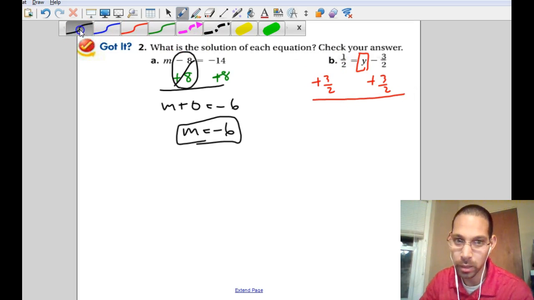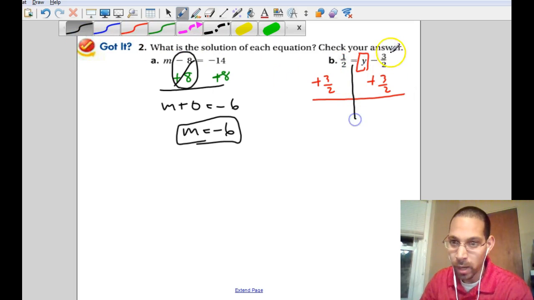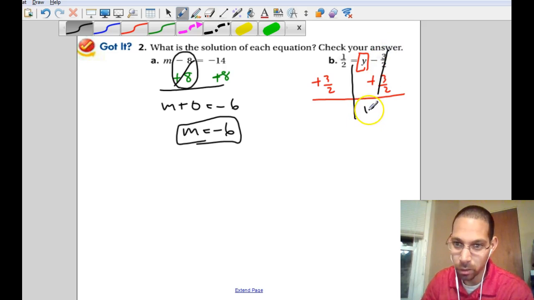Okay, so if we're looking at the right side here, a negative 3/2 and a positive 3/2, they're just going to zero each other out, or cancel each other out. You're just left with y on that side. Over here on this side of the equation, you got 1/2 plus 3/2.